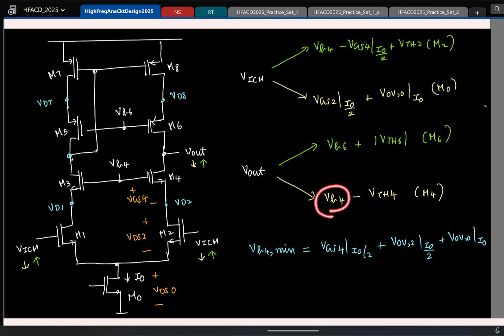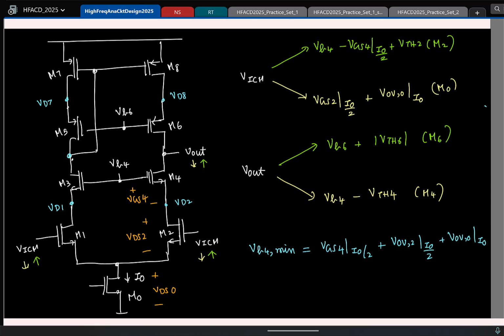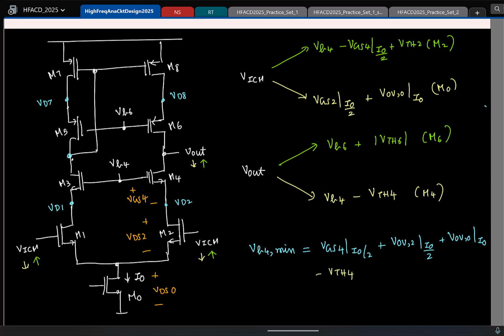So now we know the VB4 minimum, so let's put it here and try to find what you get. VB4 minus VTH4 is the output minimum. So if I subtract VTH4, you have VGS minus VTH of M4. What is that? The overdrive of M4. So this is V overdrive of M4 at a current I0 by 2, plus V overdrive of M2 at a current I0 by 2, plus V overdrive of M0 at a current I0.